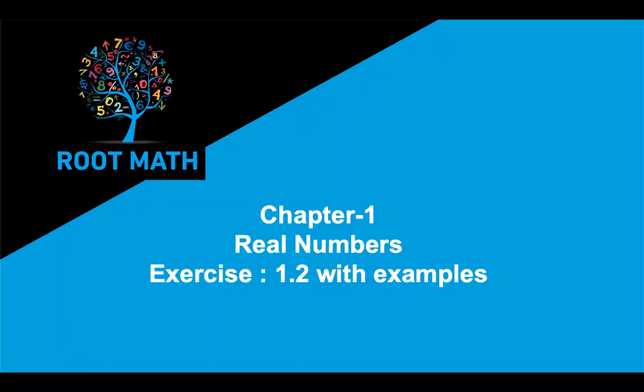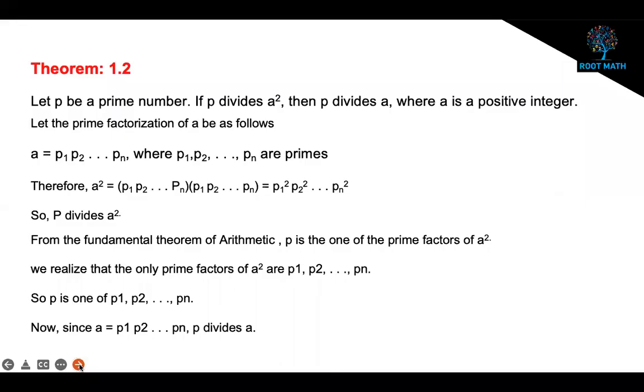Chapter 1 Real Numbers, Exercise 1.2, Exercise and Example Problems. So first comes the theorem. Theorem 1.2. This theorem statement is important for you, which you are going to apply in many of your exercise problems. The theorem proof is not important for the exams. It's not usually asked in the exams as a proof. But the theorem statement is important for you, which you want to write in the following exercise problems.